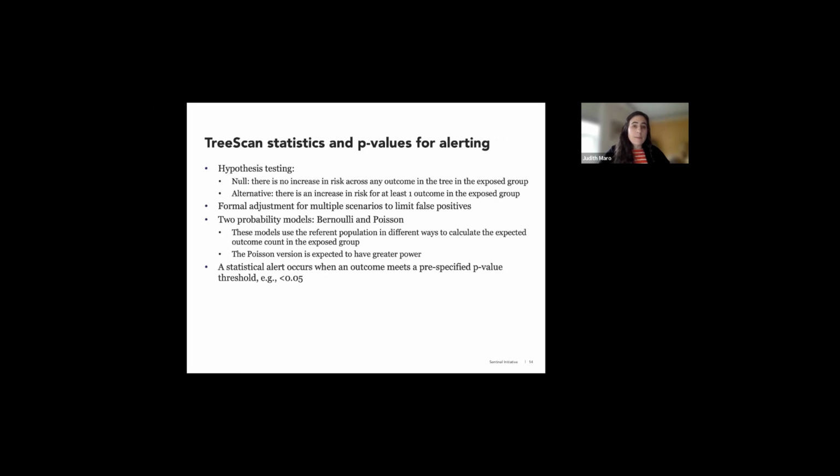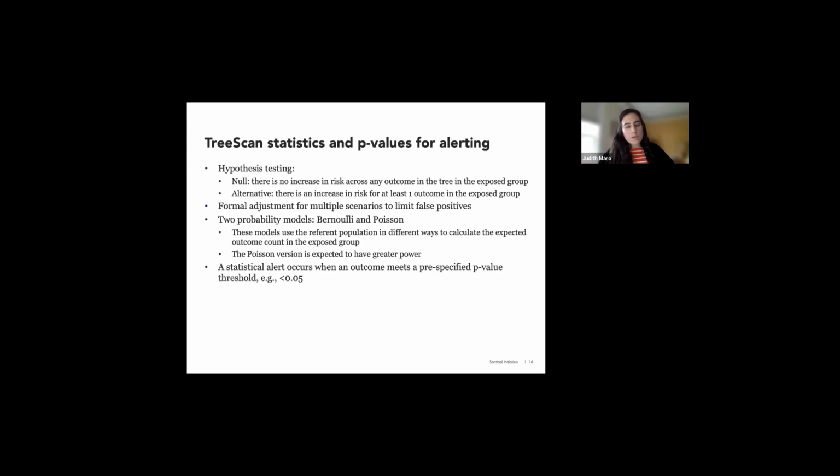So when we looked at this using tree scan, we looked at potentially multiple tree scan based methods, and I'll talk a little bit about those. First, the hypothesis test that's being tested when you use tree scan at all. The null hypothesis is that there is no increase in risk across any outcome in the entire tree, over as many outcomes as you have in that tree, which again can be in the thousands, in the exposed group. The alternative is that there's at least one position on the tree where there is an increased risk, or basically an increased number of identified adverse events that's unexplained in the exposed group in particular.